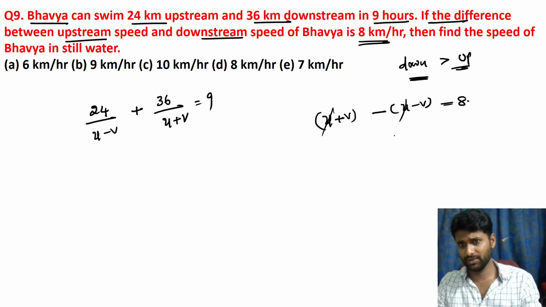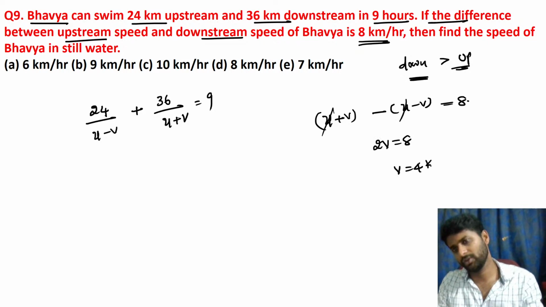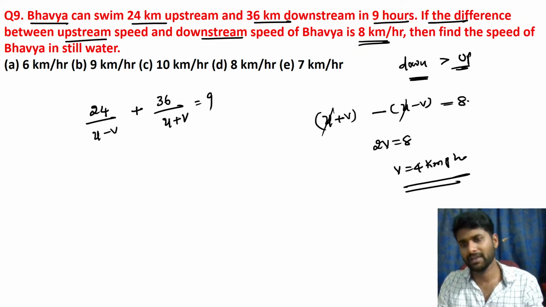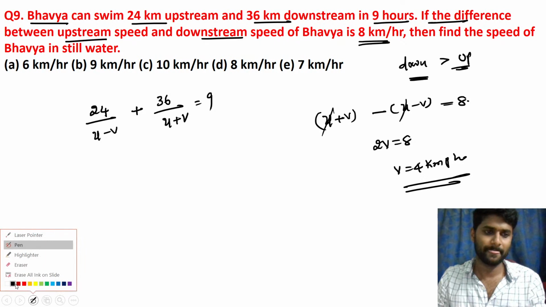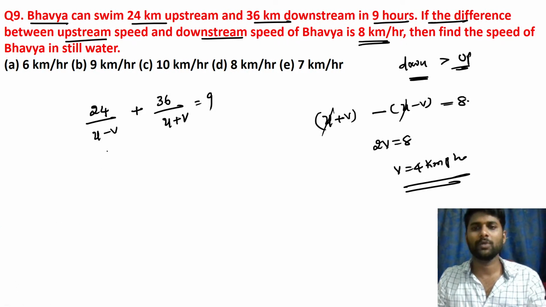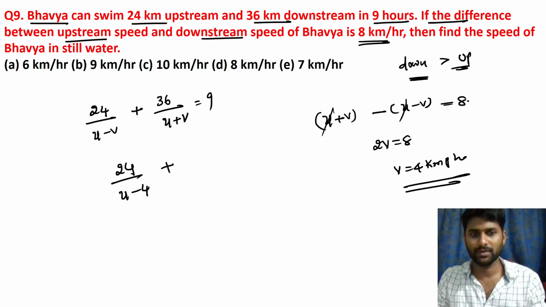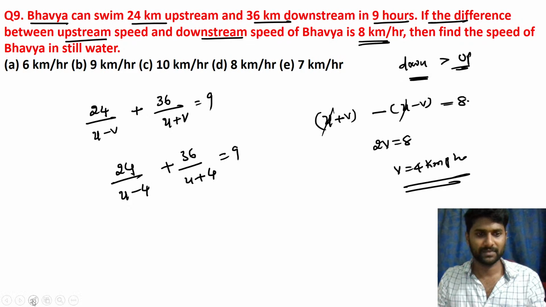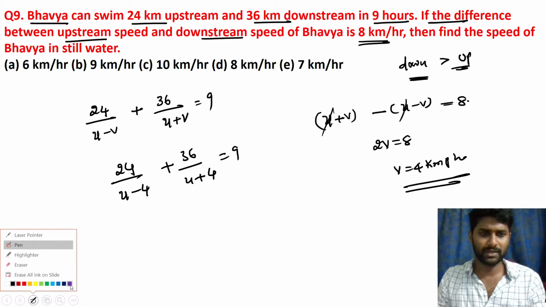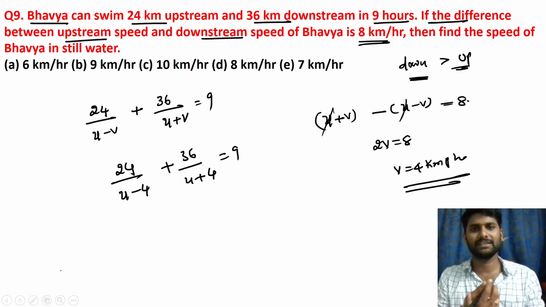So you can cancel u and u. So 2v is equal to 8. Then v value becomes 4 kilometer per hour. And my suggestion, go with option verification. See, 24 divided by u minus 4, plus 36 divided by u plus 4 is equal to 9 hours. My suggestion, don't go with the quadratic form. Just take the value from the options.